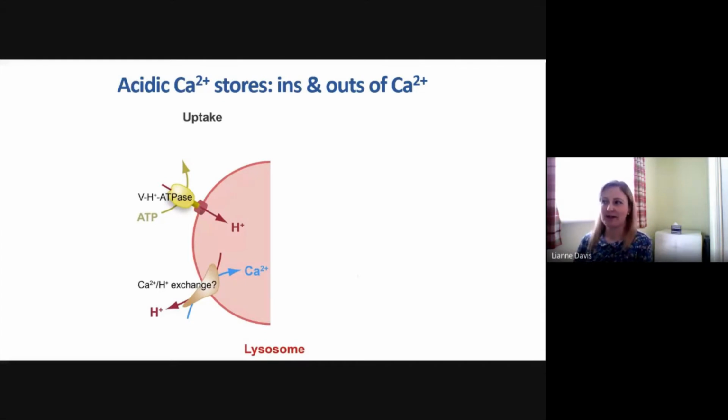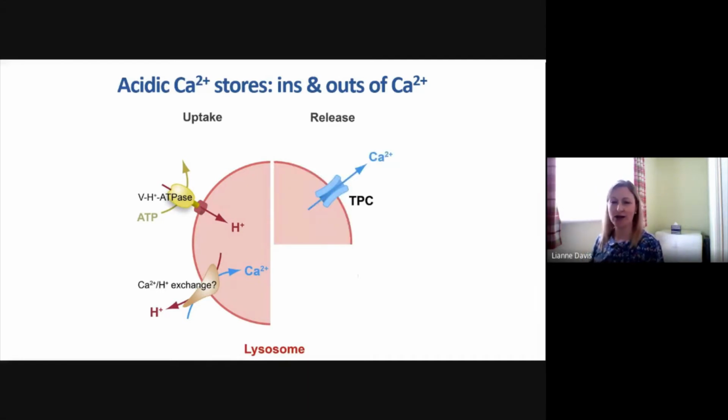In this simplified cartoon of a lysosome, the lumen is acidic because of the proton pump, and the route of calcium uptake is controversial. But one model is that the acidic lumen drives calcium uptake via some form of calcium proton exchange. On the calcium release side, several families of calcium permeable channels are proposed, and I'm only showing two here, the 2-pore channels, TPCs, and mucolipins, TRPML1.